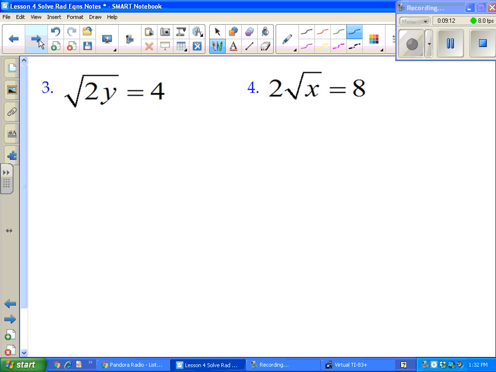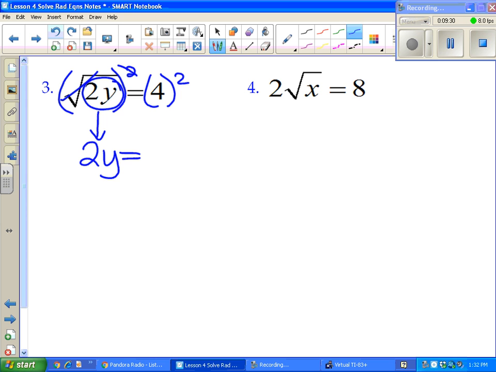Okay, trying to get the radical by itself. We do have that, so the radical is already by itself. Next thing, after you get the radical by itself, is square both sides. All right, when you square both sides, the square root and the square cancel, and everything that was underneath the square root comes out. So the 2 and the y both come out, equal to 4 squared, 16.